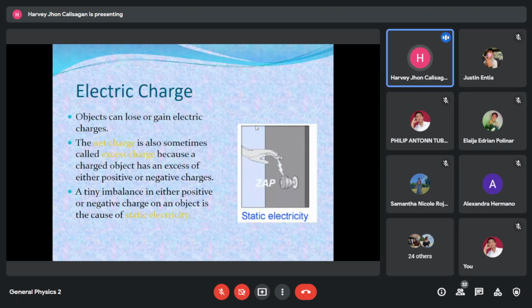So, okay, we have the static electricity. We have discussed that one last time. It's the stored energy, the stored electrical charges on a specific object, and then you as a person acquired another charge that is opposite or repulsive to the specific material that has a charge already.